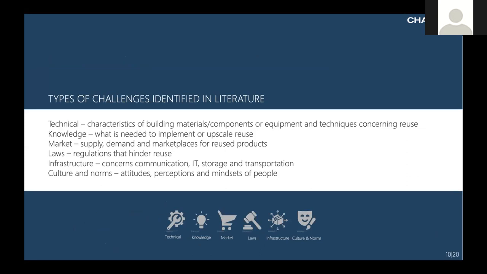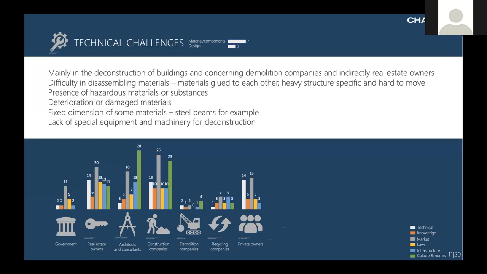To do that, we did a literature review, and we assigned six types of categories of challenges. So technical, knowledge, market, laws, infrastructure, and culture and norms. I'm not going to describe them too much here. You can ask me later if you want. I'm going to go through the results we obtained from the literature review and also from the surveys we made to the stakeholders. So first of all, when we look into the technical challenges, we have identified two types, or two subtypes if you want. Technical challenges related to materials and components and to the design.